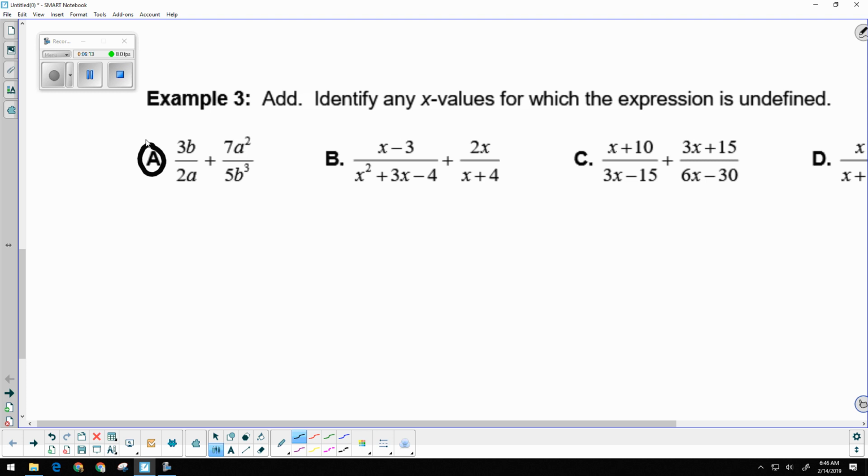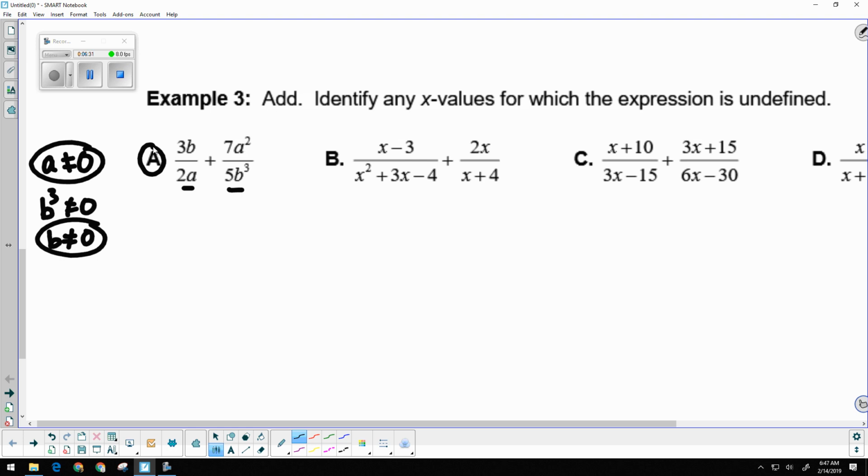All right, this a cannot be equal to 0. This b cubed cannot be equal to 0. That one I have to simplify a little bit. Cube root each side. b is not allowed to equal 0. Okay, so you got these two.